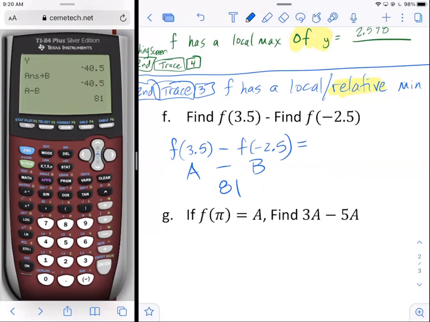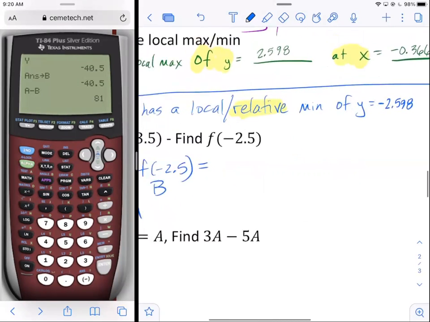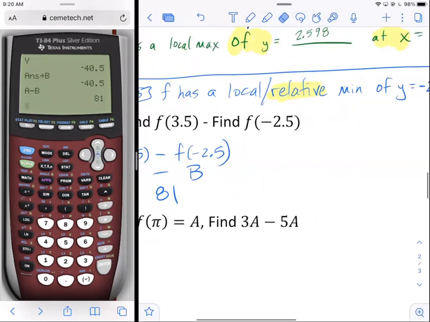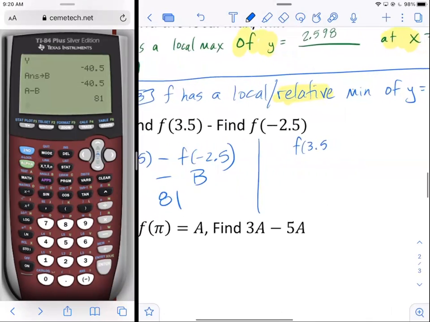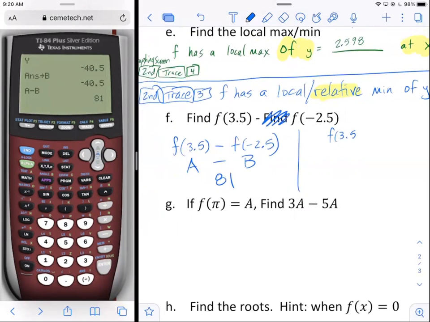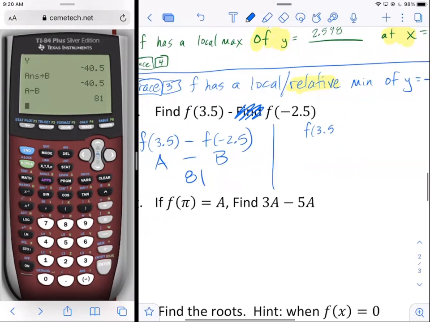Now, I wouldn't do it that way. Here's how I would do it. I put the equal sign and I work down, so I'm going to erase it. What I would do is just say f of 3.5. That fine shouldn't be there. Sorry. We need to fix that. F of 3.5 minus f of -2.5.